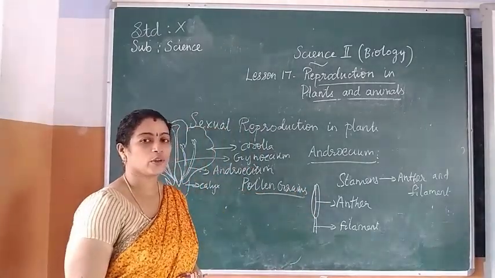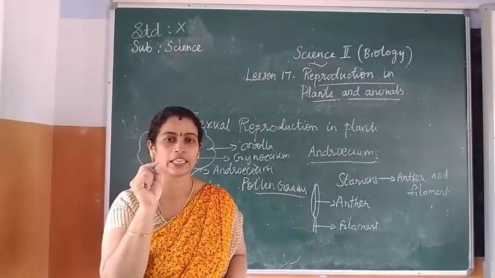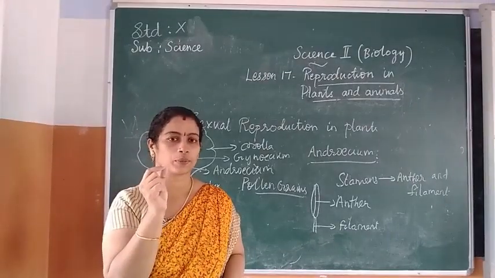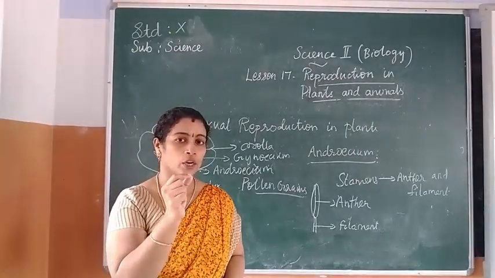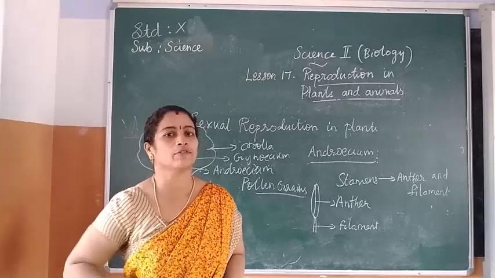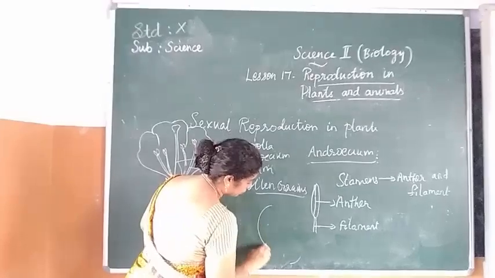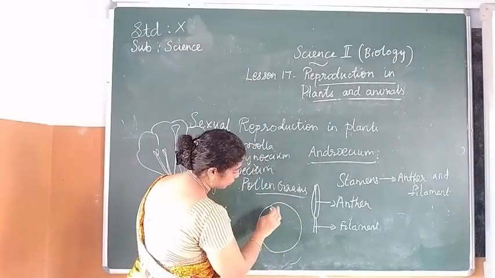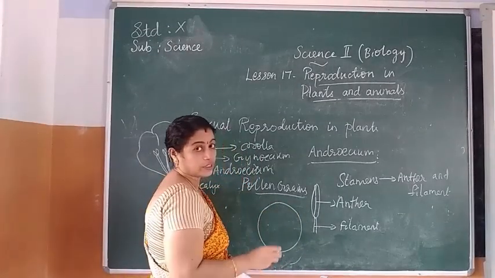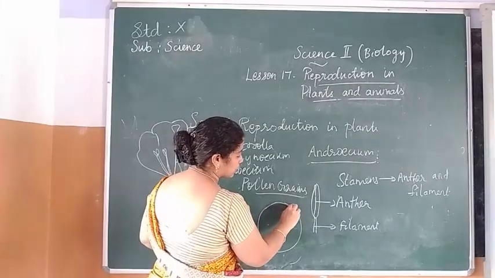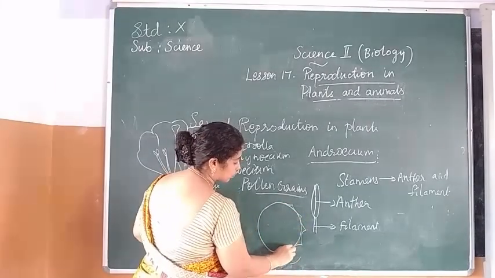Pollen grain structure. When you are observing the pollen grain through a microscope, you can see the following parts. It consists of an outer wall, which is rough in nature. That is, it's not smooth.